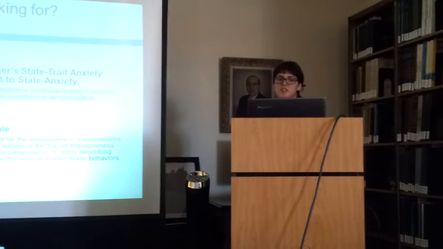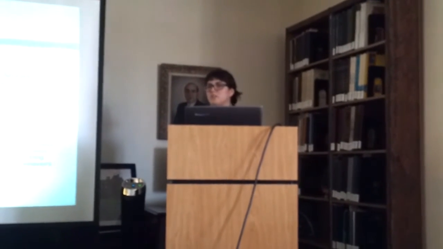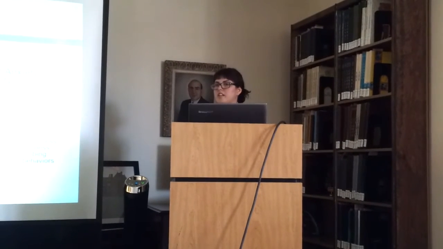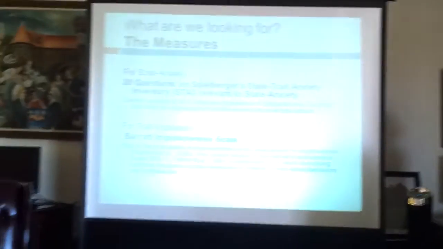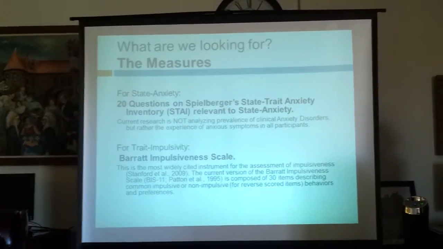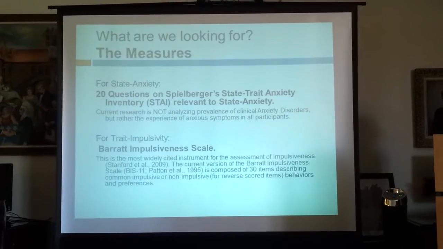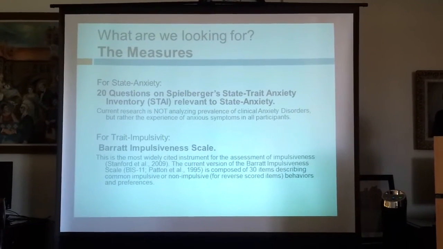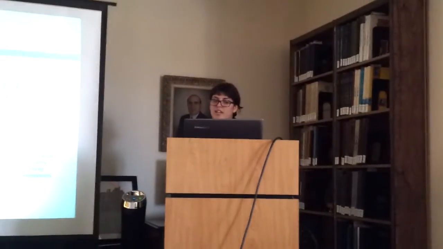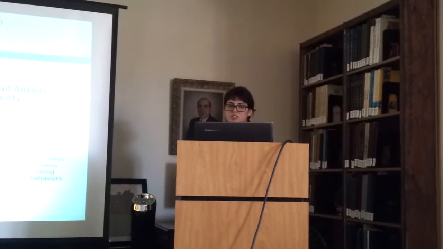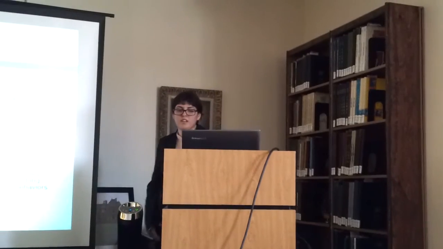So to tell you a little bit about the measures, the Spielberger State-Trait Anxiety Inventory, which we talked about a little bit earlier, was the first anxiety scale that actually differentiated the two types of anxiety, in 1983. I only used the 20 questions that were relevant to state anxiety. And for trait impulsivity, we used the Barratt Impulsiveness Scale. From my research, I couldn't really find any other scale to test impulsiveness, and it was also cited as the most widely cited instrument of assessment of impulsiveness. It had 30 items on it, and it didn't only describe common impulsive traits, but also non-impulsive traits in order to get reverse scored items.